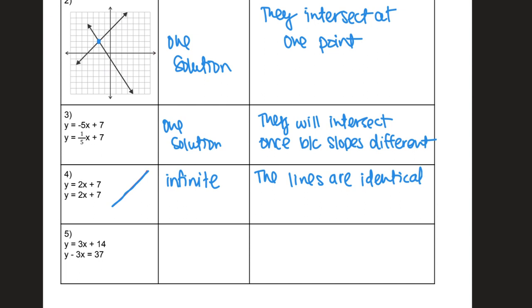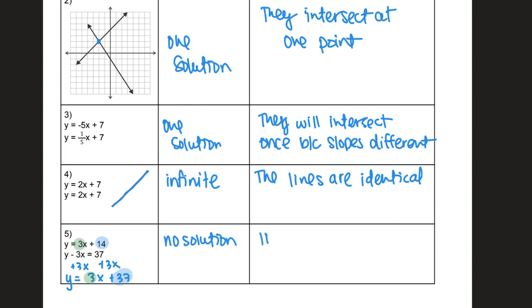All right, the last situation here, so we have to be a little bit careful because if we look, we might at first say, oh, well, the slopes are different because this is 3 and negative 3, but if you notice, this isn't in slope-intercept form. So you have to add 3x. So then the second equation becomes y equals 3x plus 37. So now when comparing our slopes, this slope is 3x, this slope is 3x, and we compare our y-intercepts, 14 and 37, that means the lines are going to be parallel, which means that there's going to be no solution.